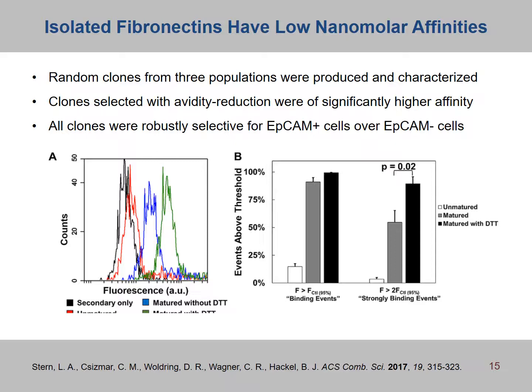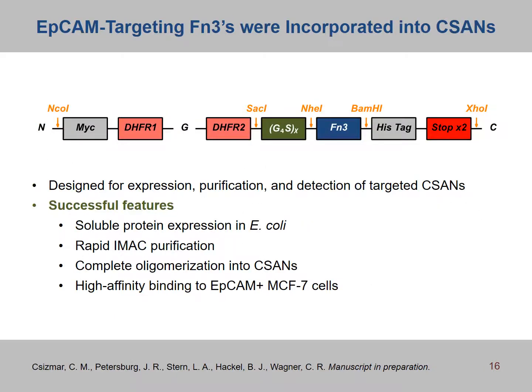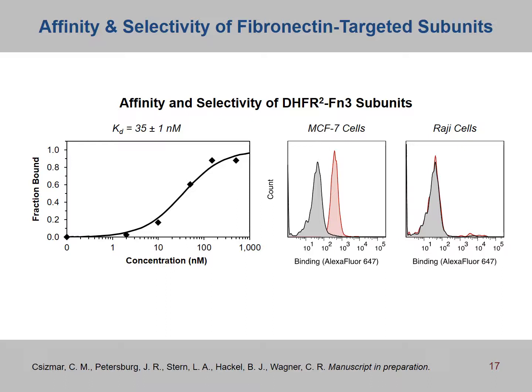So having developed these EpCAM binding fibronectin domains, we then sought to incorporate them into our Csans. We fused them to our DHFR scaffold as outlined here, and after a few rounds of optimizing the necessary linker lengths and identities, we generated species that are solubly expressed and rapidly purified. They also maintain their binding efficacy and selectivity for EpCAM.